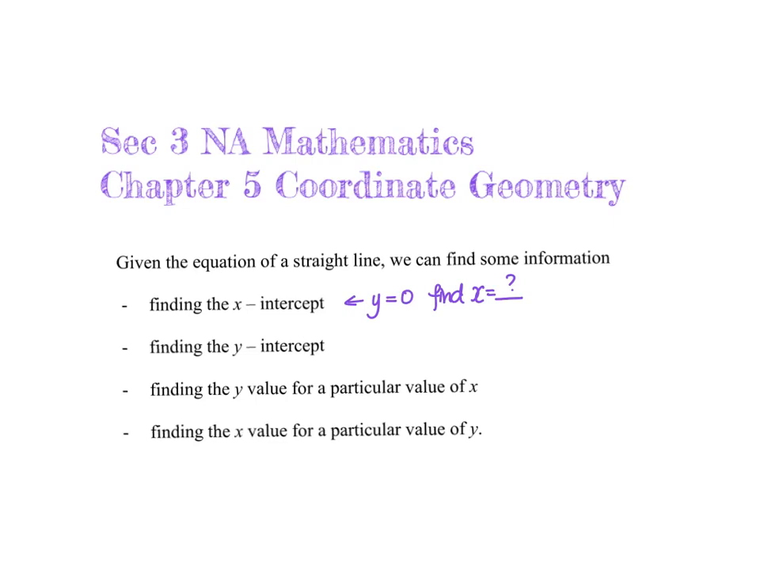Similarly, if I were to find the y-intercept, what happens to the value for x? If it's the y-intercept, it cuts the y-axis at a particular number. That means my x is now equal to 0. Find the value of the y number. And after which, given the equation, we can also find the value of y for a particular value of x, or find the value of x for a particular value of y.